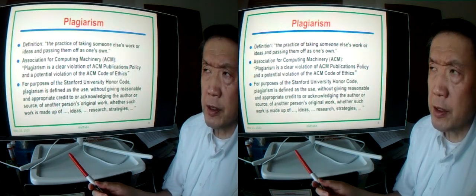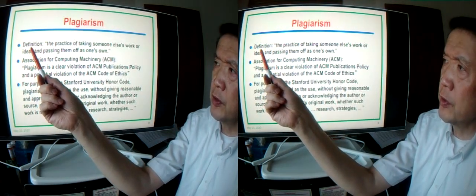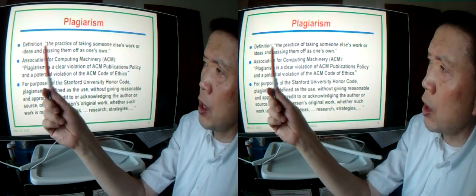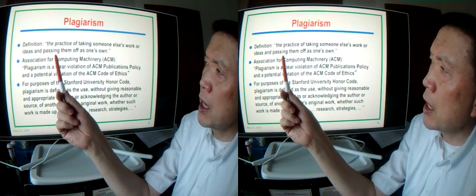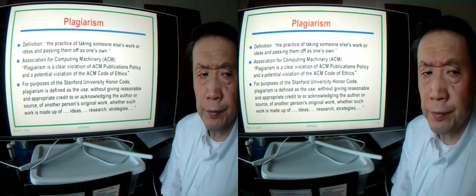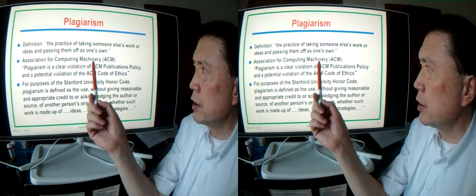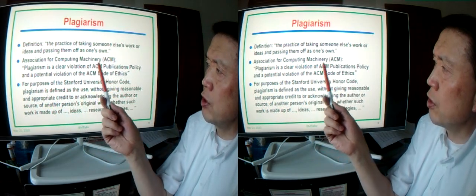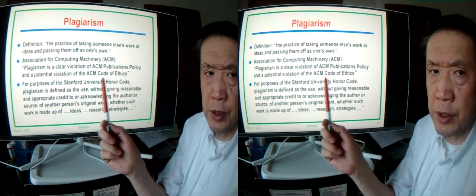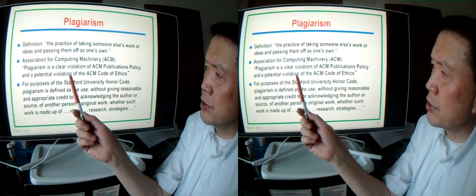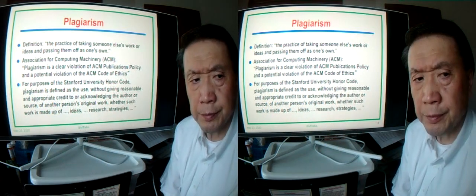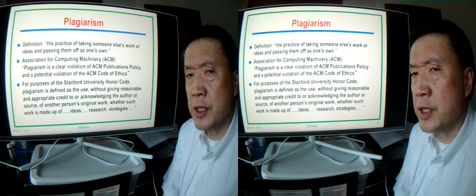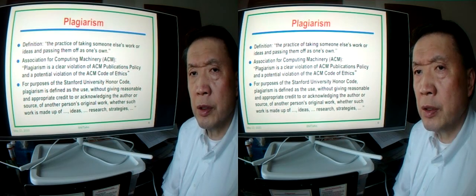The definition of plagiarism. The dictionary definition is the practice of taking someone else's work or ideas and passing them off as one's own. The Association for Computing Machinery, ACM, states plagiarism is a clear violation of ACM publication policies and a potential violation of the ACM Code of Ethics. I will discuss an award from ACM that has a question of plagiarism.